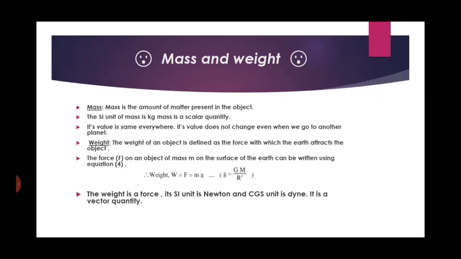And for weight the formula is mg. Because of the small g, the value of g is not the same everywhere. So the weight of an object changes from place to place. That means the weight is not a constant, it changes everywhere. So the weight of an object changes from place to place, and the weight is a vector quantity.